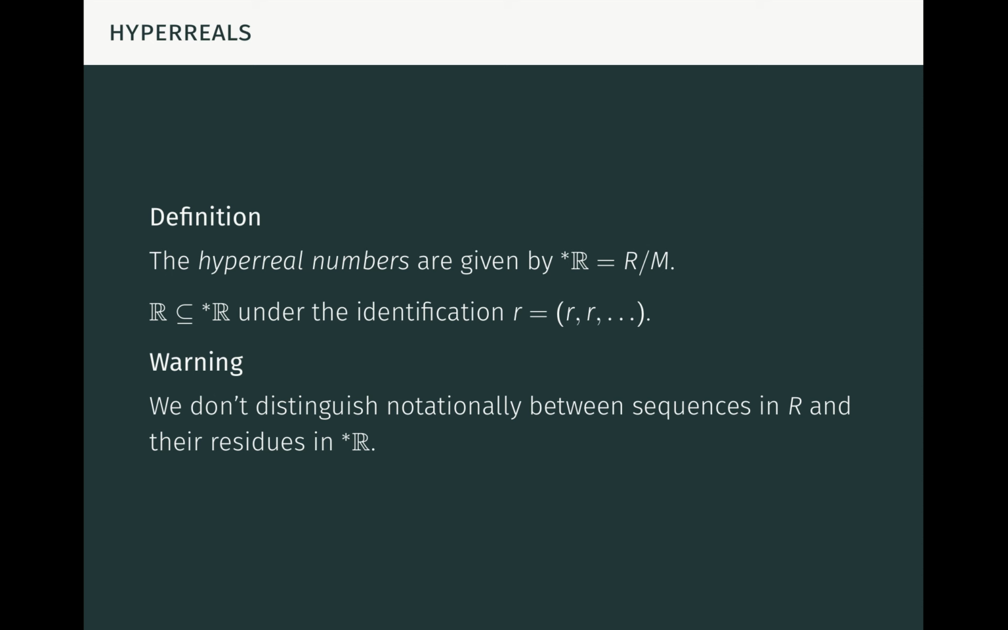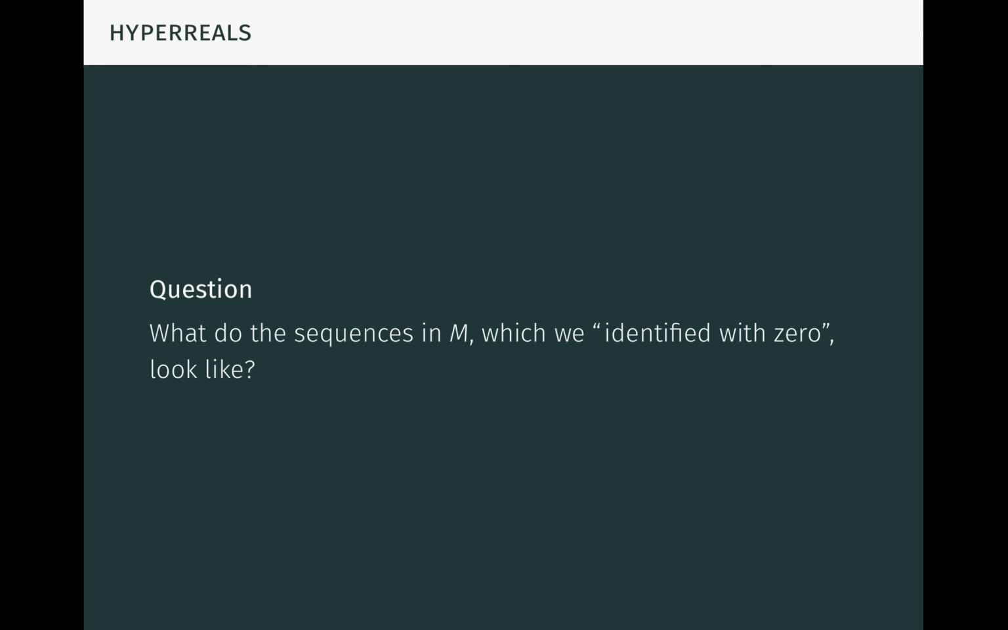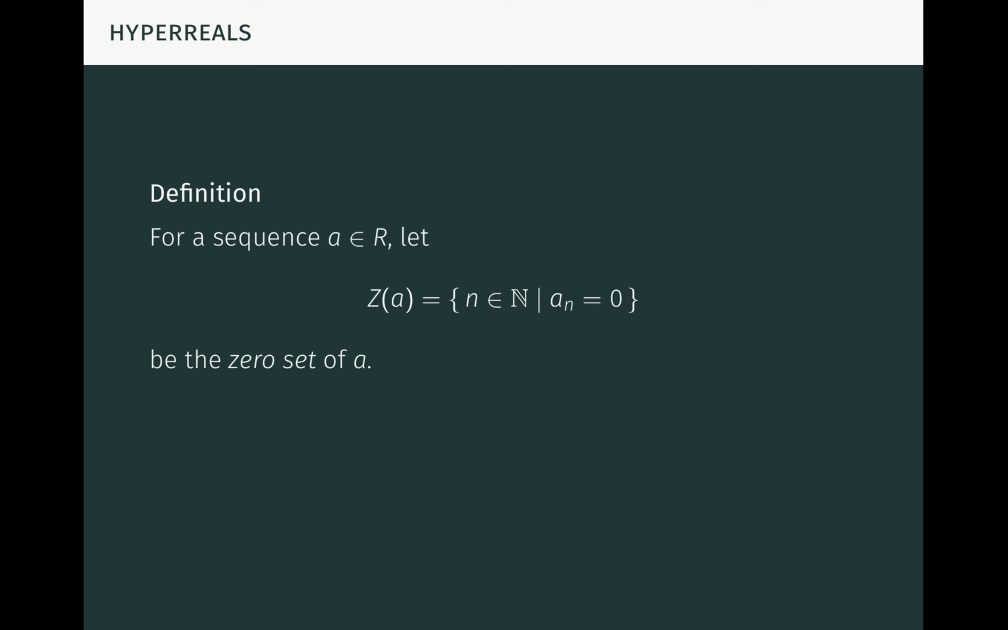So the question naturally arises, what do the sequences in M, which we have identified with 0, actually look like? This leads us to a few definitions. First, for a sequence A in the ring R, let Z of A be the set of indices where the sequence is 0.